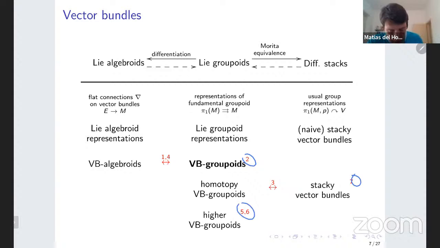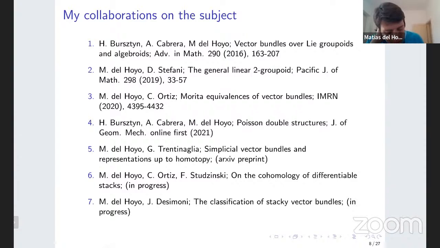But as I was saying, this is related with a series of papers I wrote with many collaborators. I want to mention Enrique Burstin, Alejandro Cabrera, David Li-Bland, Christian Ortiz, Giorgio Trentinaglia, Fernando Studzinski, who was a PhD student of Christian, and Juan de Simoni, who is currently doing his PhD thesis with me.